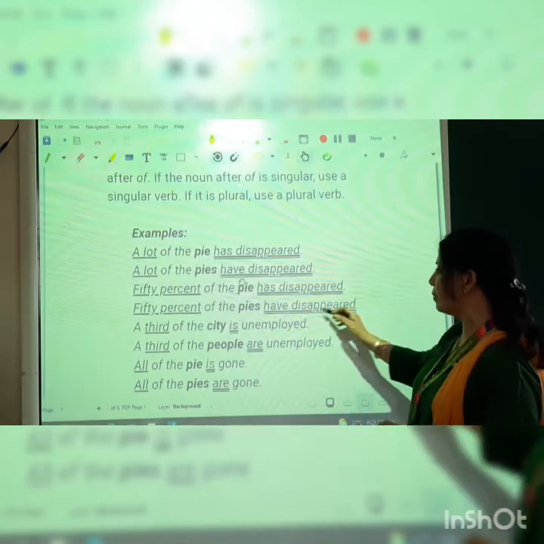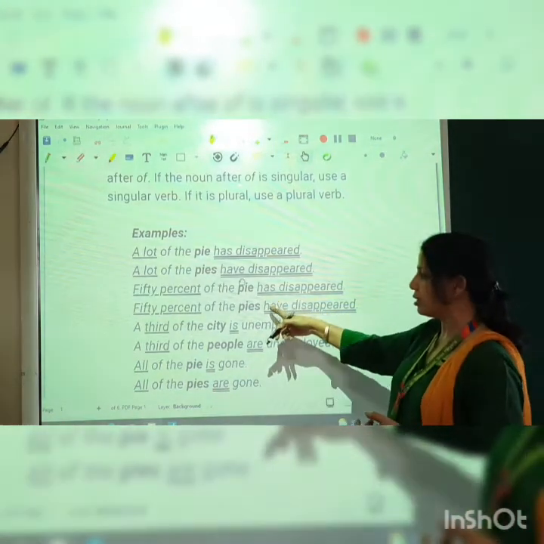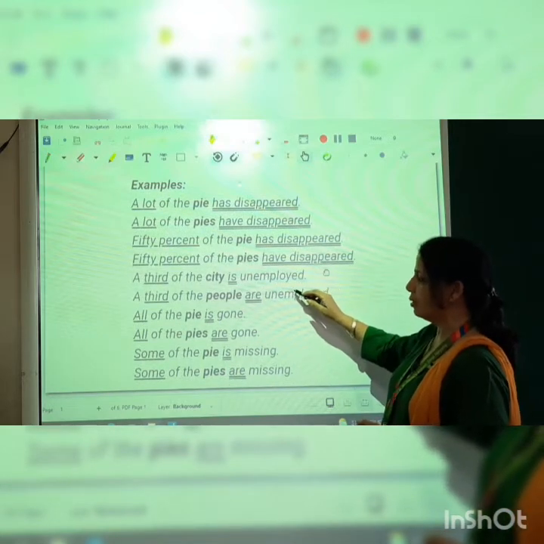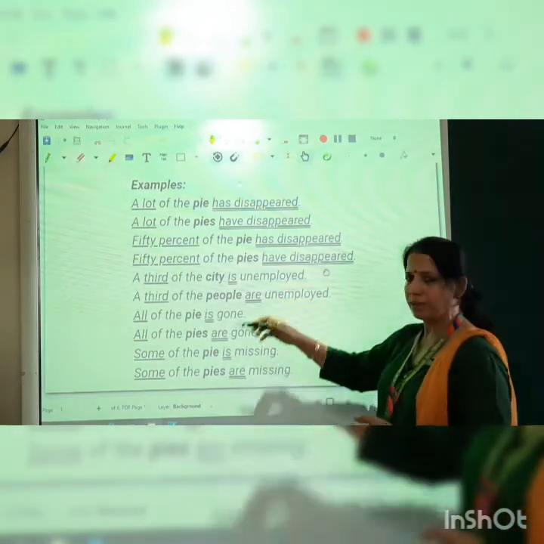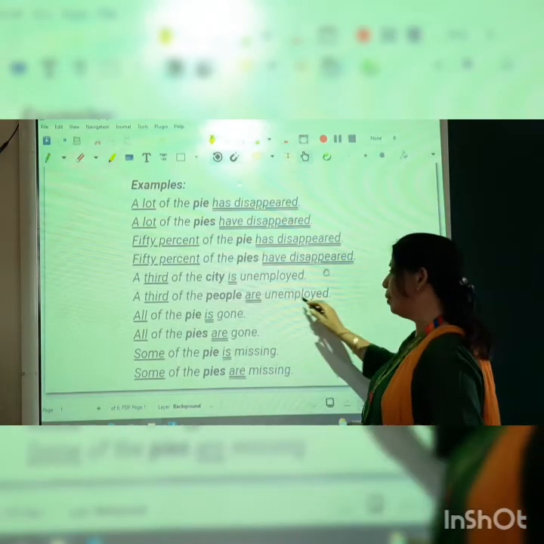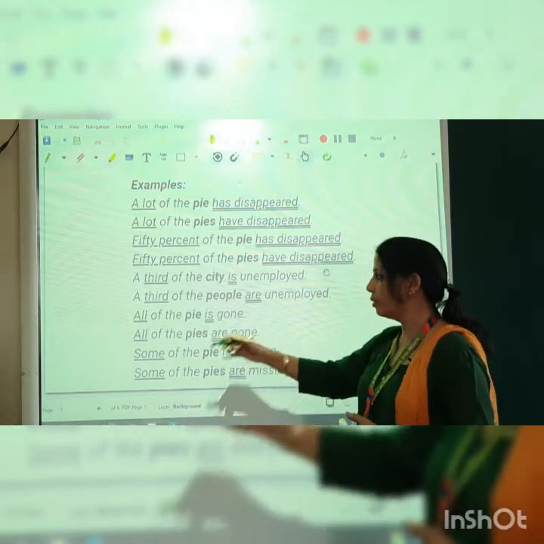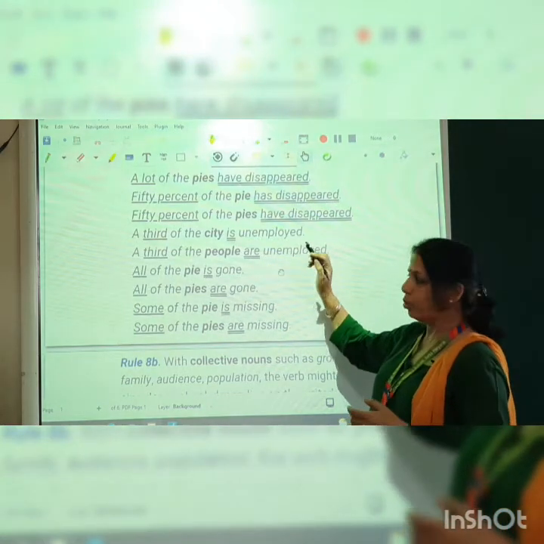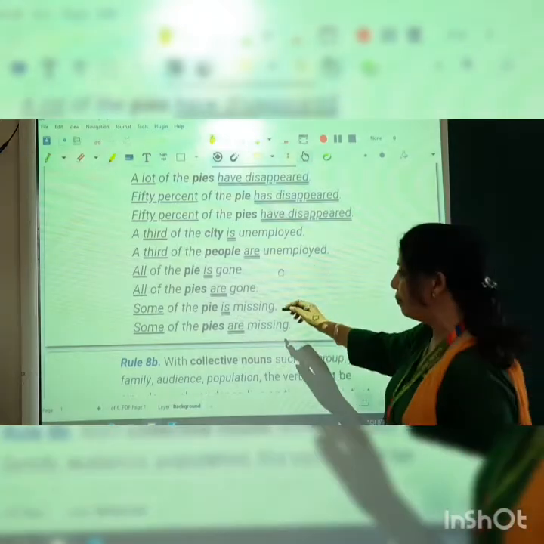Okay, so they have disappeared, meaning around half of them in number, not in quantity. A third of the city is unemployed. A third of the people. Now, "city is unemployed" because it is showing a ratio. But here, a third of the people are unemployed because we are talking about the people, the number of people. So again you have to use "are". Just look at the sentence, look at its meaning, see the context, and then use "is" or "are".